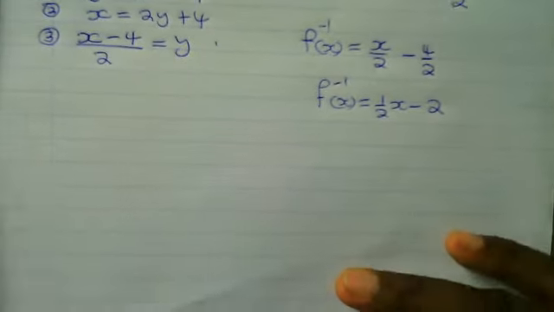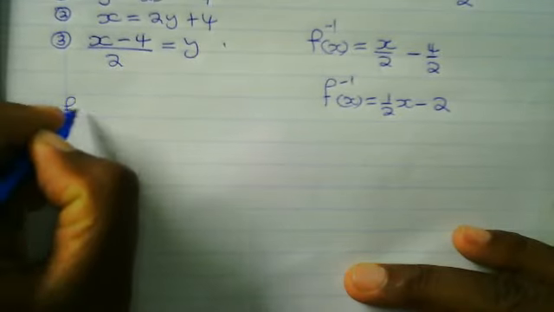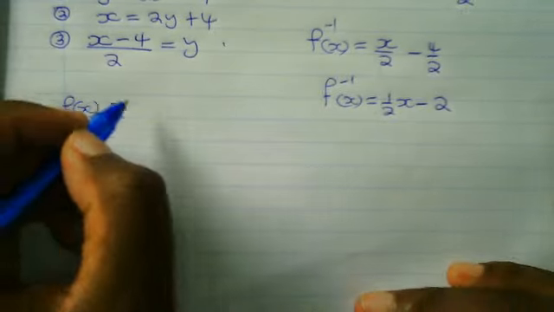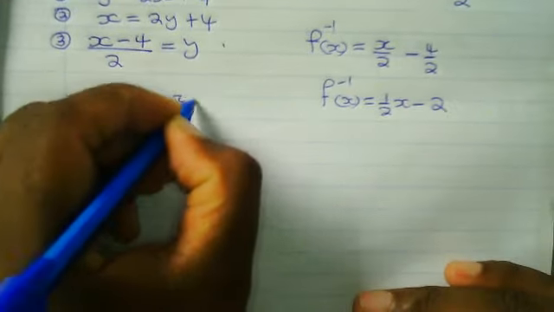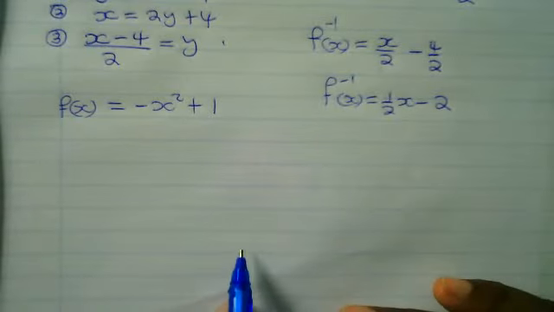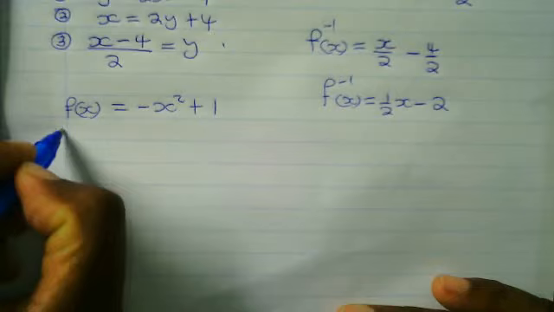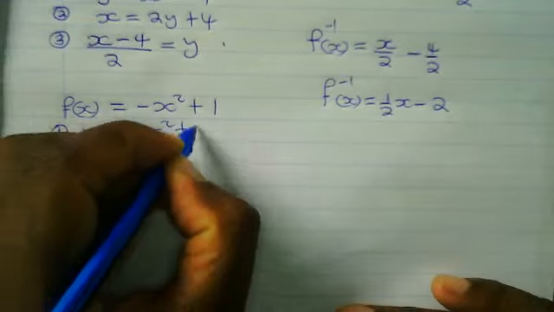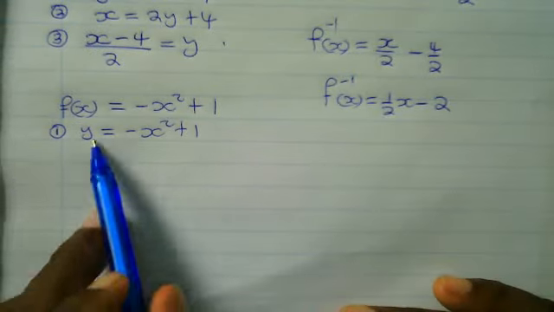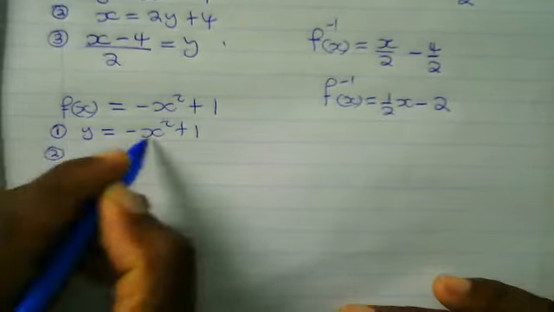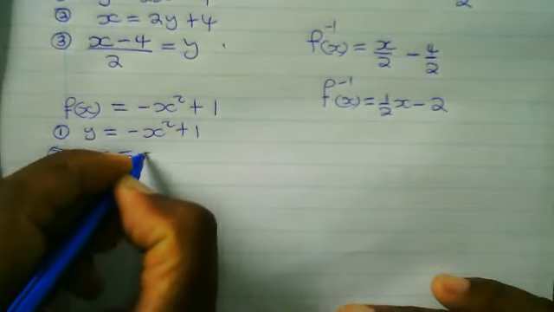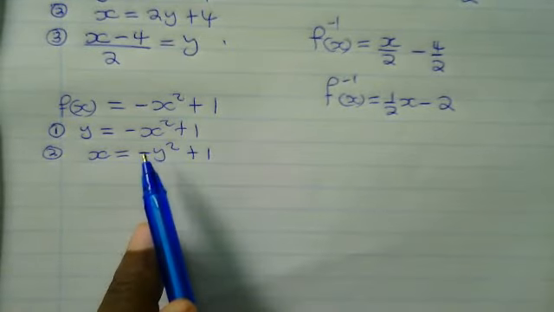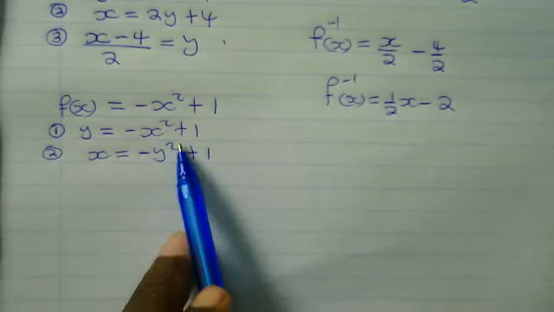Let's just do one other question. If the function there is f of x is equal to negative x squared plus 1, the first step is to write it in terms of y, that is y is equal to negative x squared plus 1. And then the next step is to swap these two. So this is going to be x is equal to negative y squared plus 1. Remember, you are swapping the variables, only the x and the y, not the sign or the squared.